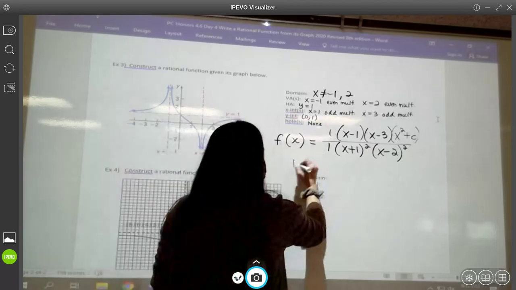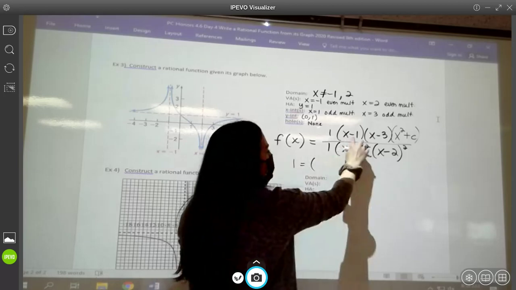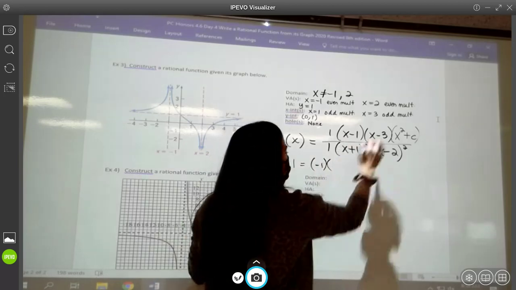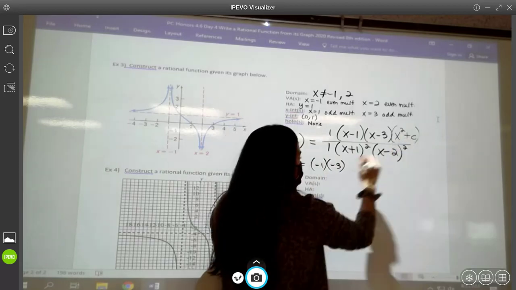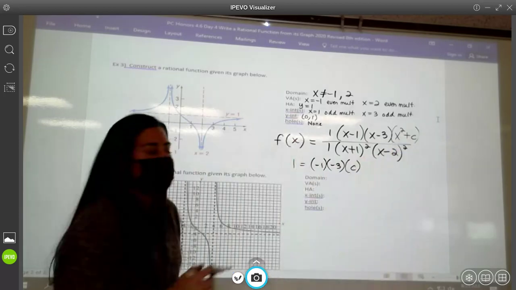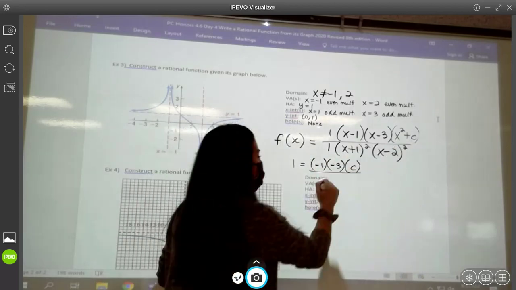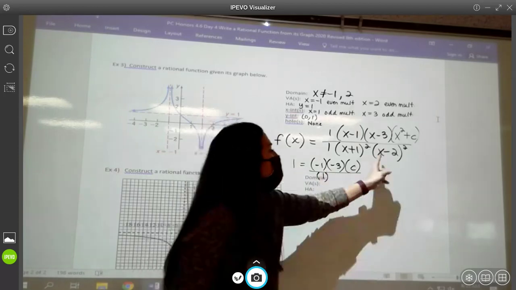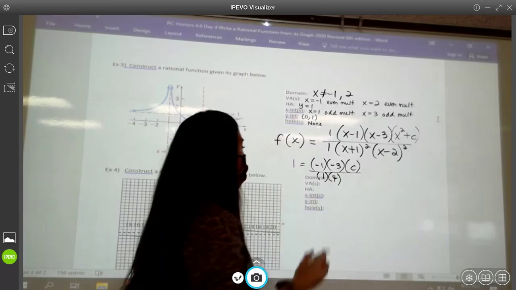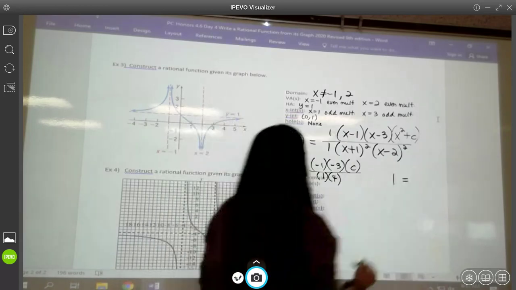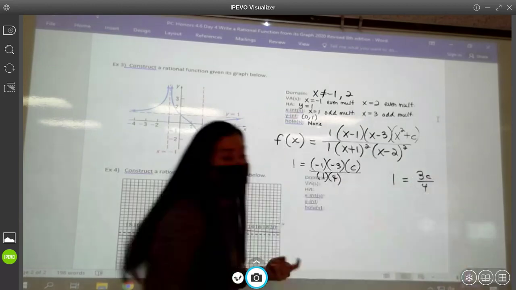Plug 1 in for y, and plug 0 in for all of those factors. So 0 minus 1 is -1. 0 minus 3 is -3. 0 squared plus c is c. Over 1 times 0 plus 1 squared is 1. 0 minus 2 is -2 squared is 4. So we're going to end up with 1 has to equal 3c over 4. Now you got to solve for c.